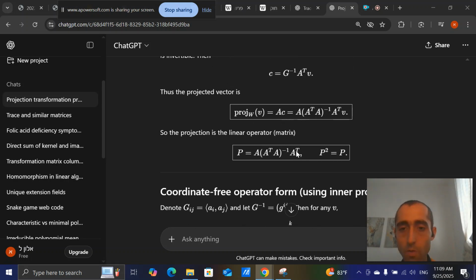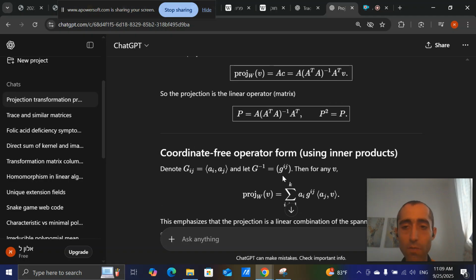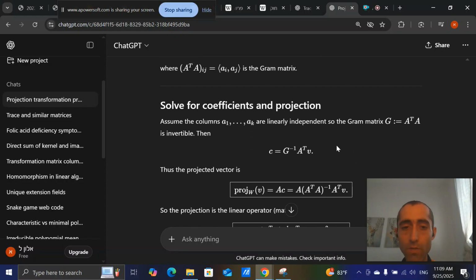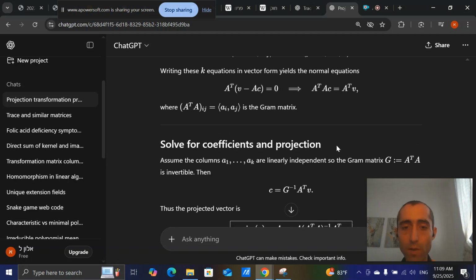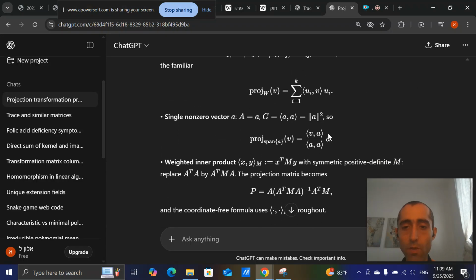You can also learn the matrix formula for the projection, which is this one. You can remember this: the projection as a linear operator matrix is A (A transpose A) inverse A transpose, which always satisfies idempotency. But this is in matrix form, and you can apply it to the vector. I want to show you in a vector way, which is this one.